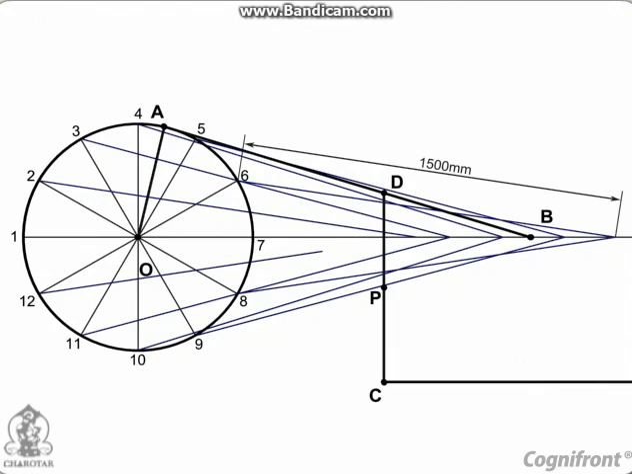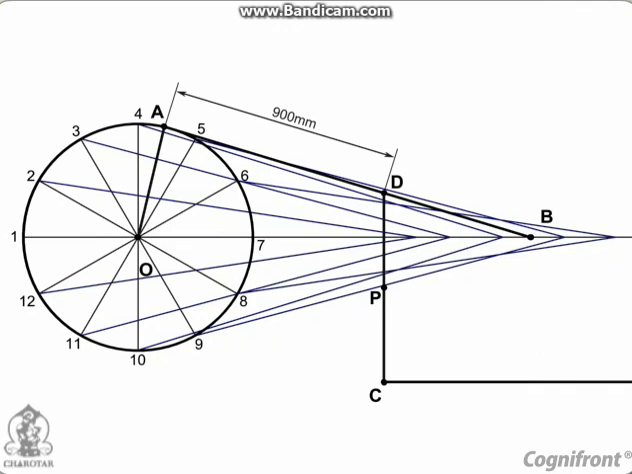We will determine the various positions of point D as follows. Point D from the end A. Now take the same distance from point 1 on the circle and mark point D1 on the line 1O. Similarly, mark point D2 to D12 on their respective lines.